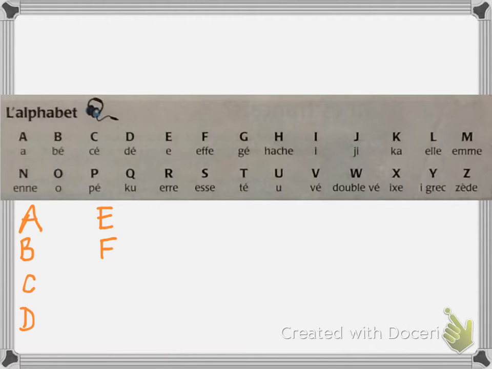So for example, B sounds like the word bay, B-A-Y. The letter D sounds like day, D-A-Y. Okay, so those are the types of things that you might write on your paper. So this time I'd like you to repeat after me.